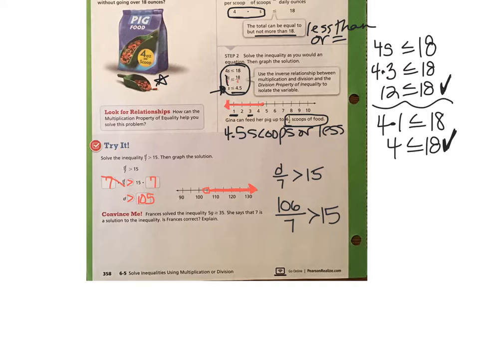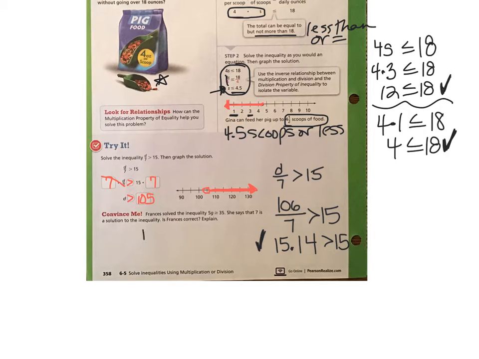106 divided by 7 is not a whole number. It is a decimal, and it does repeat, but you can see even just with 1 decimal place or 2 decimal places that it is still bigger than 15 as a whole number, so that does check out. Then I can try another number.